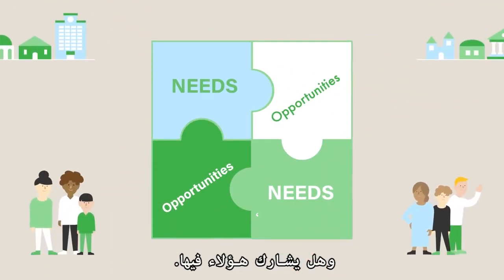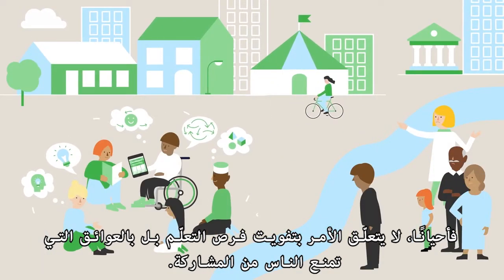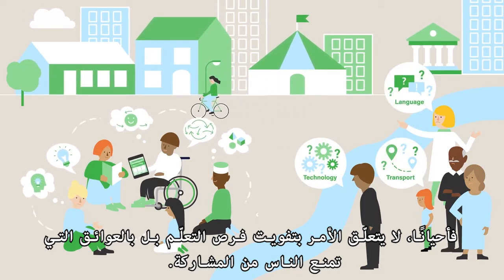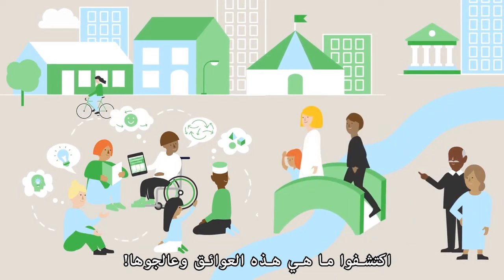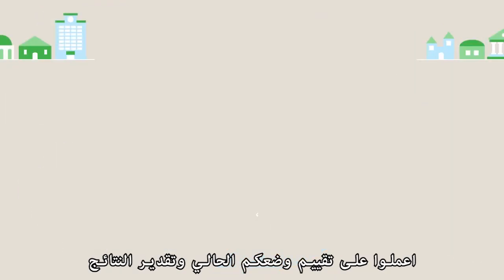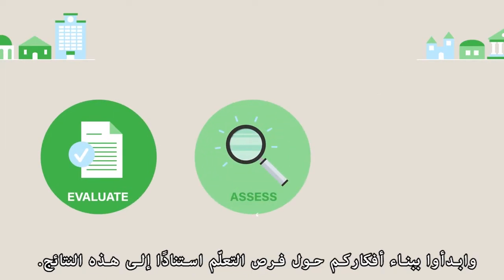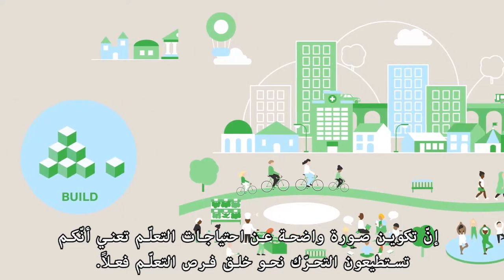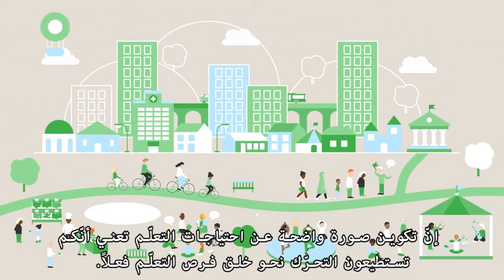And are those people participating? Consider sometimes it is not about missing opportunities to learn, but about the barriers that may prevent people from participating. Find out what those barriers are and address them. Evaluate your current situation, assess your findings, and start building your ideas for learning opportunities around them. This clarity on learning needs means you can move towards actually generating the learning opportunities.